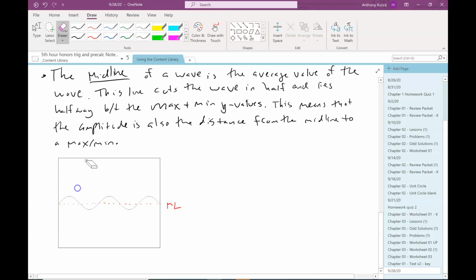And then to relate this back to the amplitude, this distance between the midline and some maximum or minimum is also how we could define the amplitude, since these two quantities are related. Are we okay there? Okay.